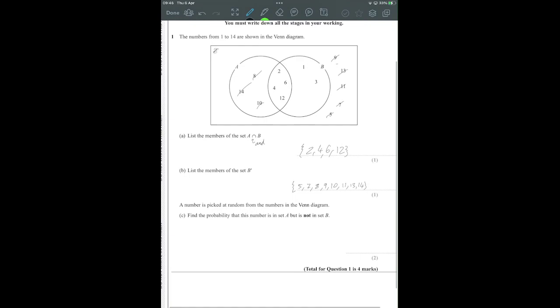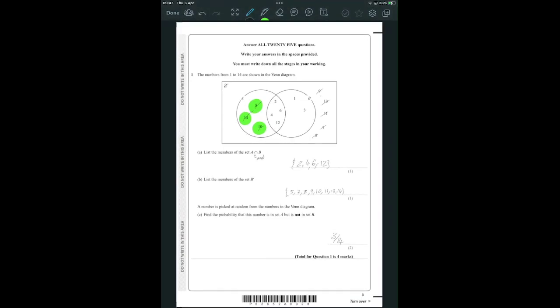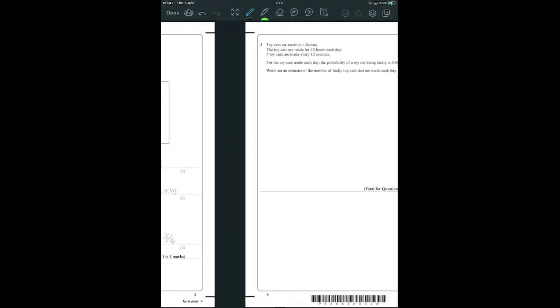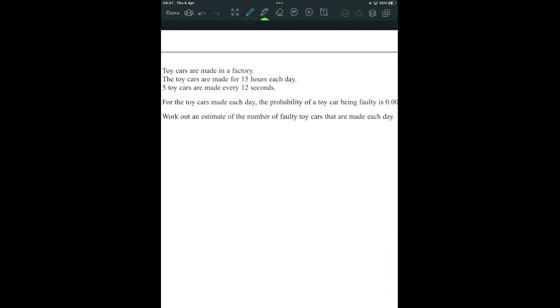A number is picked at random from the numbers in the Venn diagram. Find the probability that it's in set A but not in set B. So we need to be inside the circle A but outside the circle B. Well, that's these three options. You've got the numbers 1 to 14, so that's 3 good things out of 14. Double check that can't be simplified. No, it can't, so we're sorted. Question 1 done.